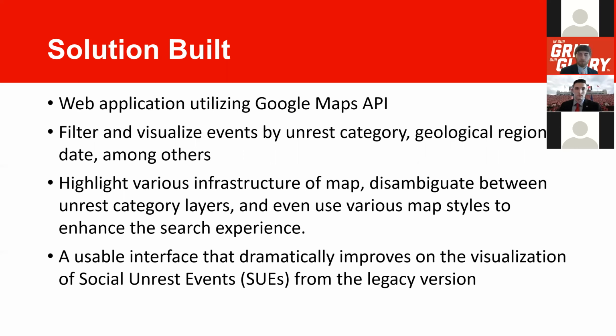So what we've built is a web application which utilizes the Google Maps API to visualize and plot unrest event data on the world map. Users can filter and visualize events by unrest category, geological region, the date of an event, and many other factors. Also using the Google Maps API, we were able to highlight various infrastructure on the map. We can then layer categories of unrest events based on their colors, and you can even update the style and look and feel of the map. And all of these are just extra features that help the user to search for events.